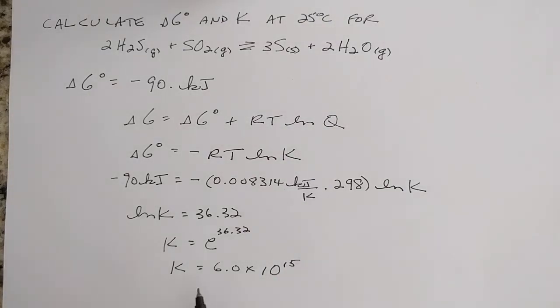So this tells us that equilibrium lies far to the right. Then we end up with mostly products. So now we have a way to figure out our K if we know the delta G or vice versa. That's it.